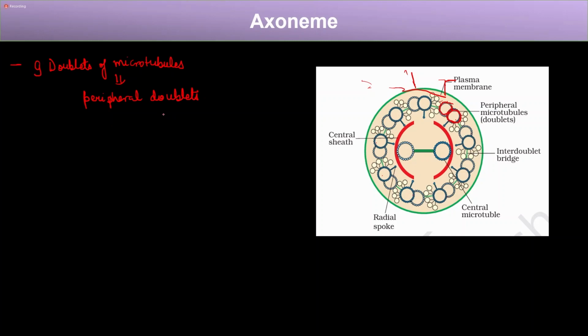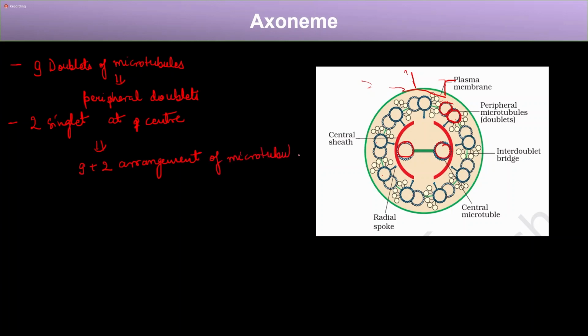Now, the second thing that we are seeing in the structure is two microtubules located at the center. Since these microtubules are single, they are called singlets. So two singlets are present at the center. Because of this, this arrangement is called the 9 plus 2 arrangement of microtubules.